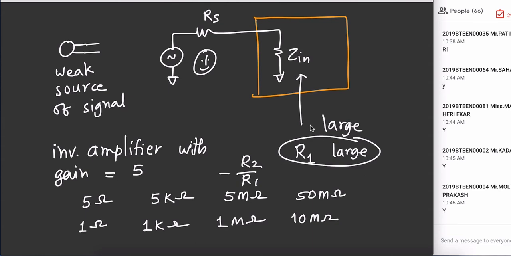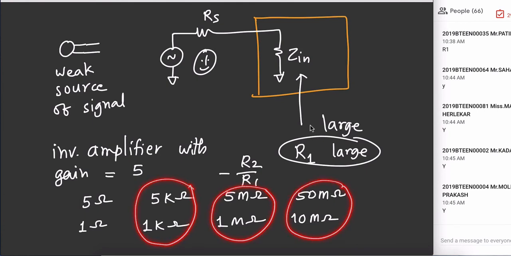Right. But in each case, the input impedance of the circuit will be different. For the first case, the input impedance will be 1 ohm. For the second case, it will be 1 kilo ohm. In the third case, it will be 1 mega ohm. In the fourth case, it will be 10 mega ohm. So whatever input impedance you require, based on that you choose the pair, instead of randomly picking up some resistors. So this understanding is useful for designing the actual, real circuit. Everybody understanding this?